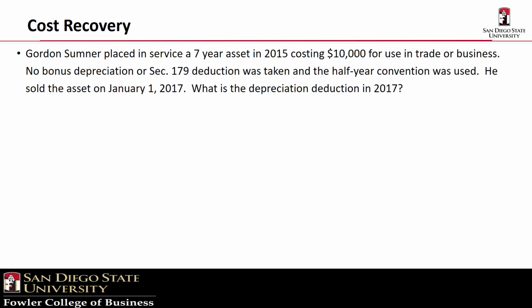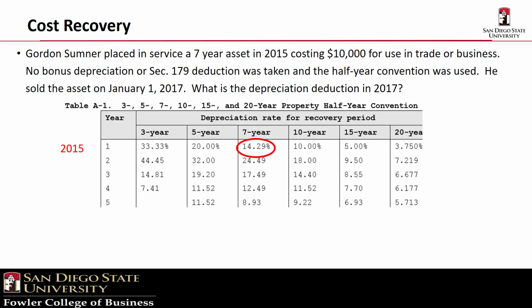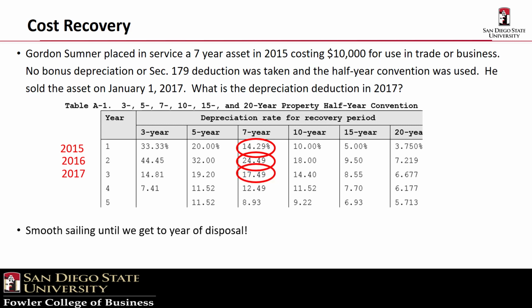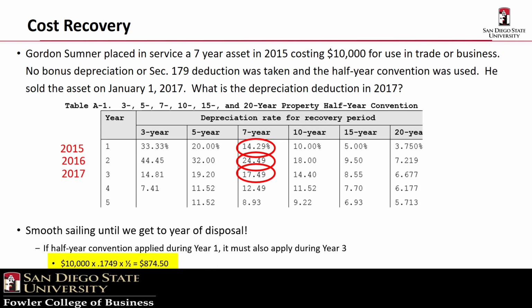Let's read this example. Okay, so we can track the depreciation life of this 7-year property through year 1, year 2, until year 3. But we sold the asset in 2017, which means we need to apply the same convention. The table doesn't know we sold in year 3, and it provides depreciation for the full year. Under the rules, we don't get a full year. We must apply the half-year convention, and thus we only get half a year.